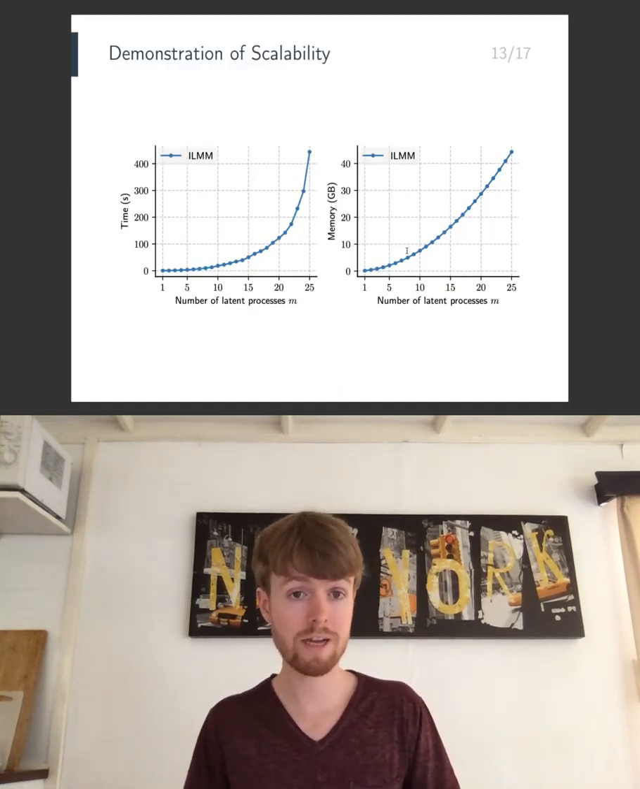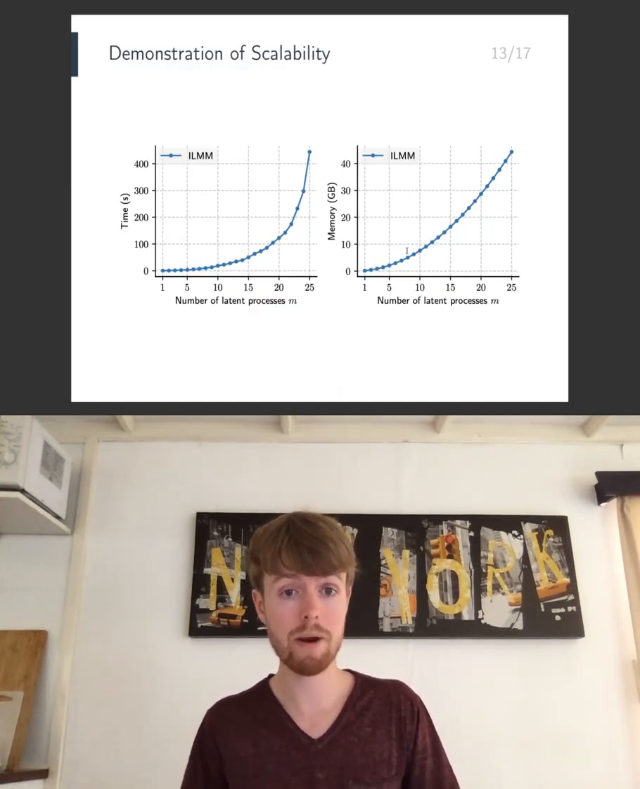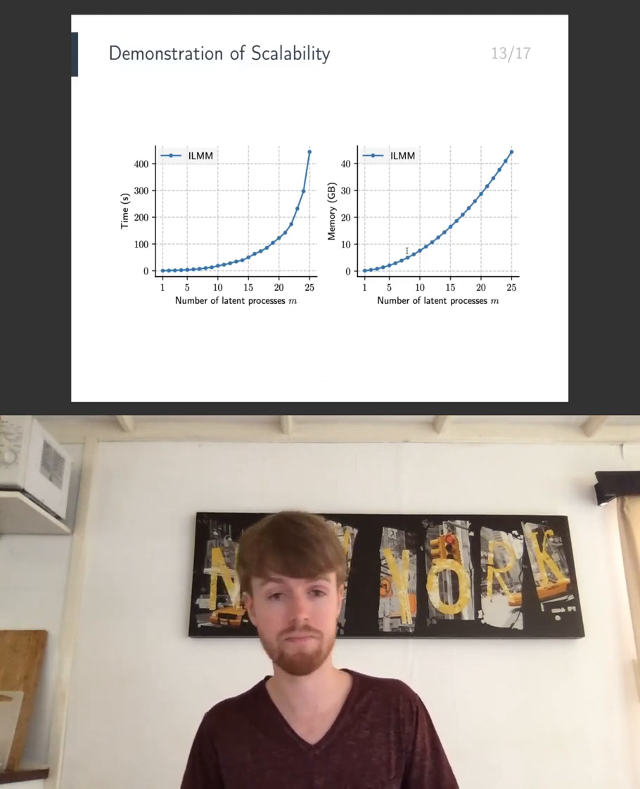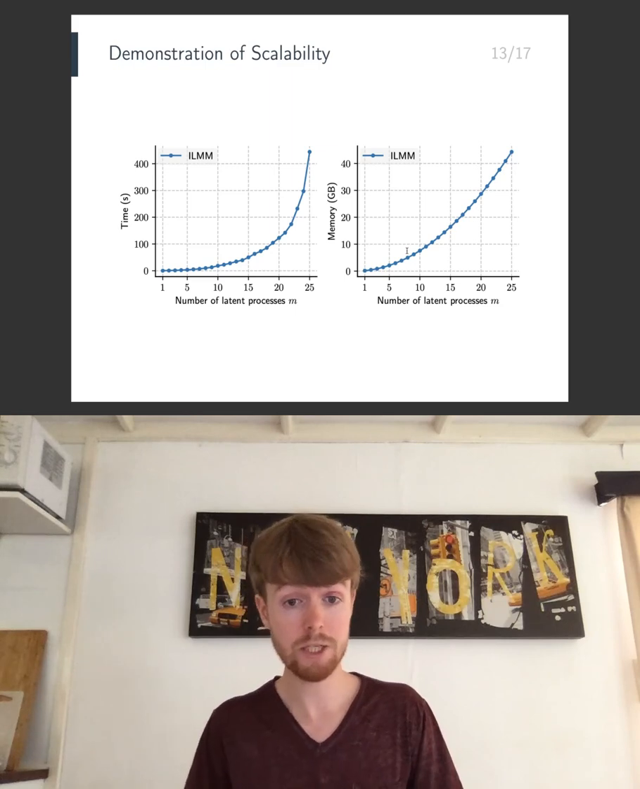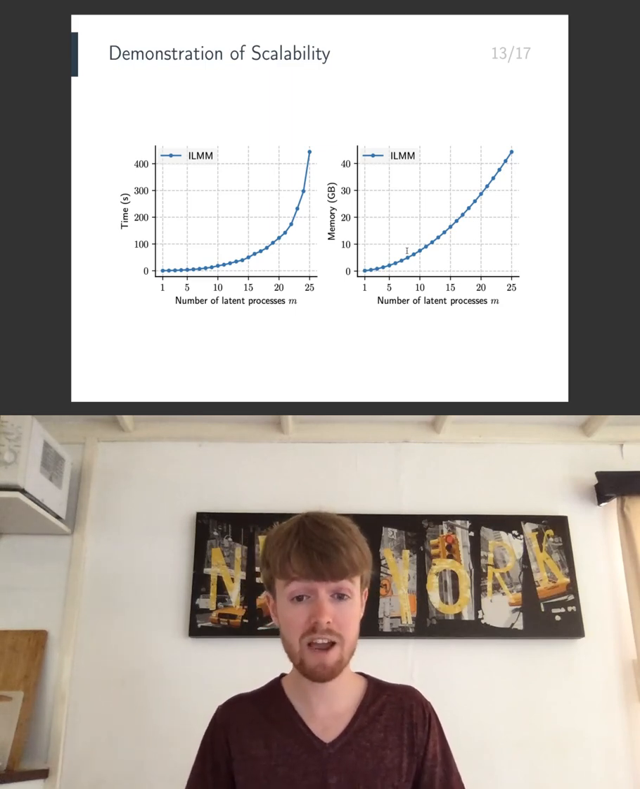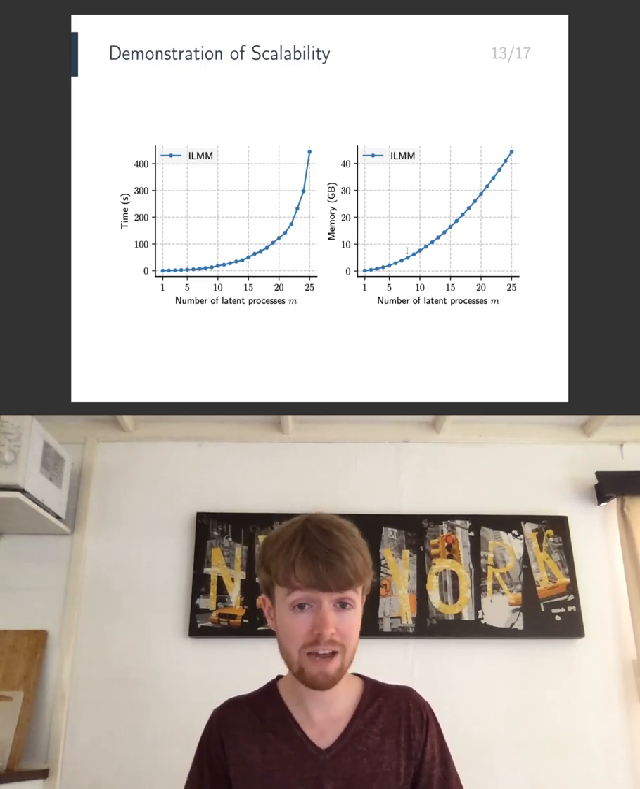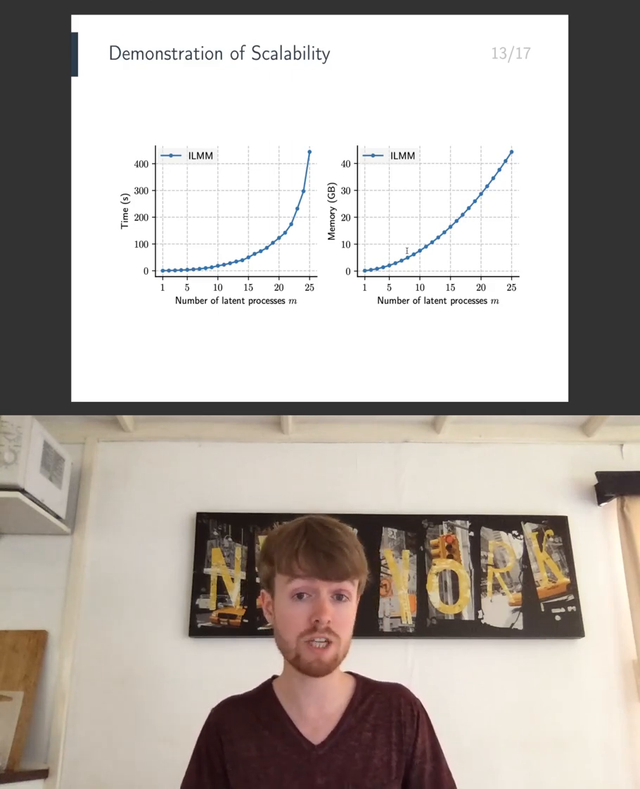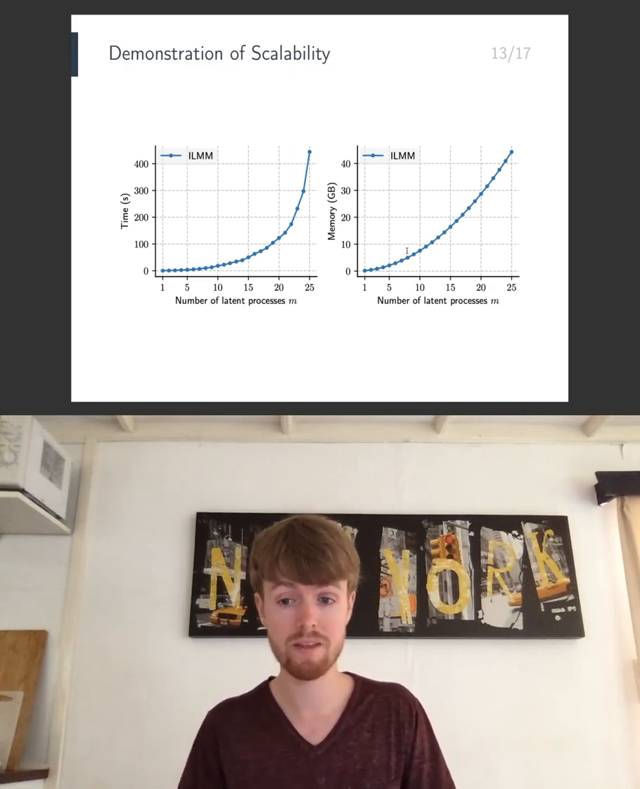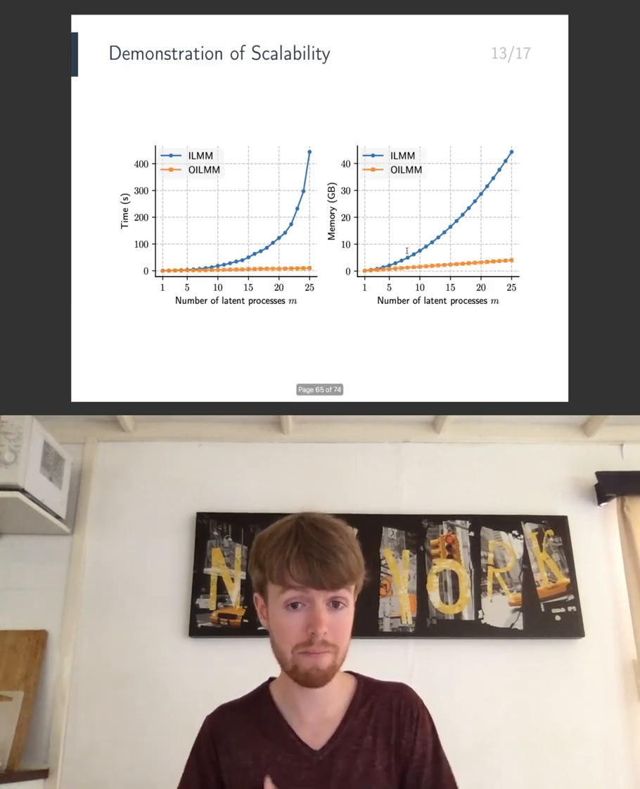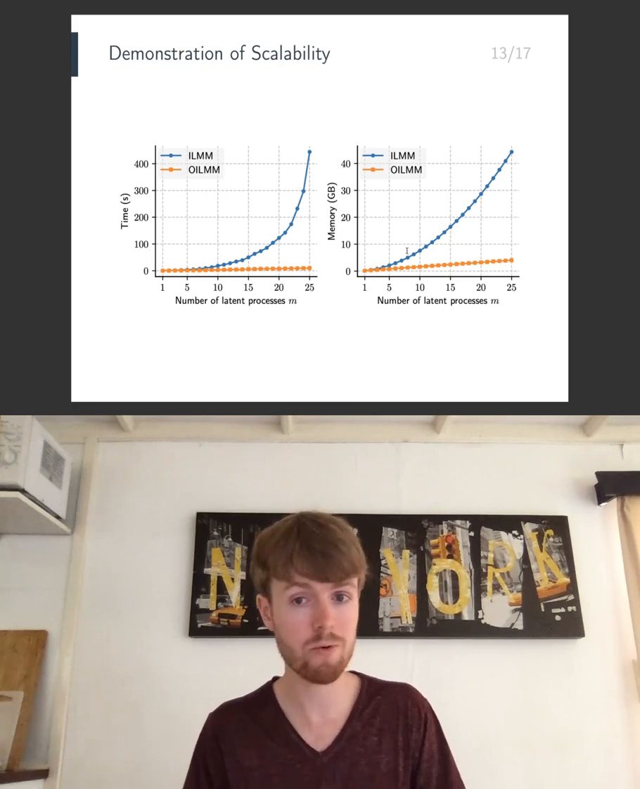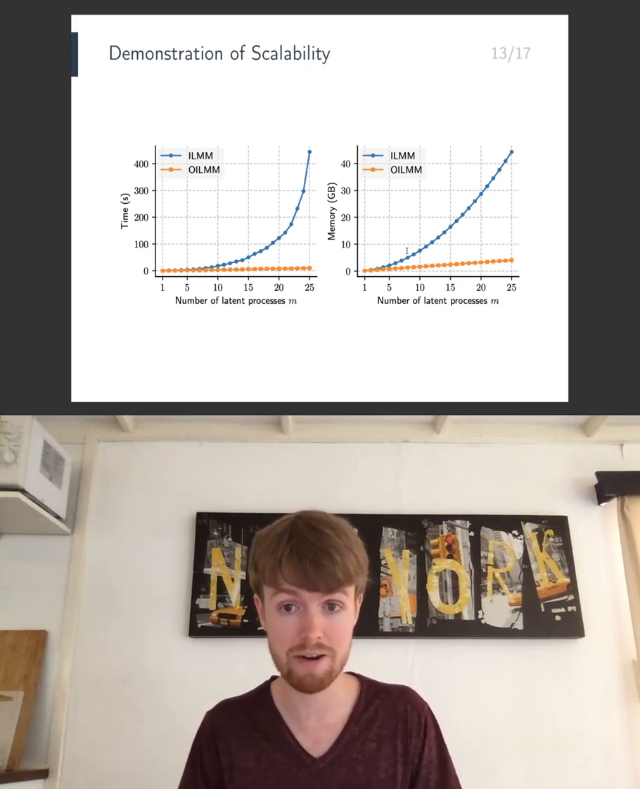First, we demonstrate the computational benefits of the method by computing the log marginal likelihood of some data under the ILMM and the OILMM. For the ILMM, due to its cubic scaling, for 25 latent processes already, one such calculation takes about 10 minutes and requires over 40 gigabytes of memory. In comparison, for the OILMM, due to its linear scaling, the same calculation only takes a couple seconds and requires no more than 4 gigabytes of memory.